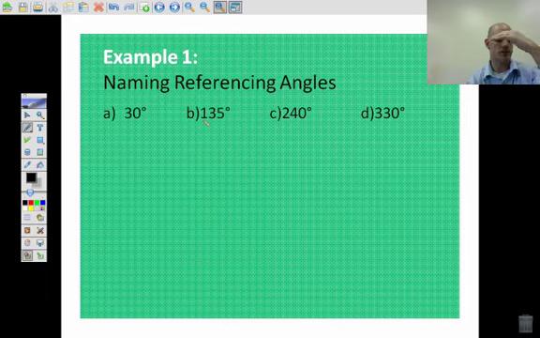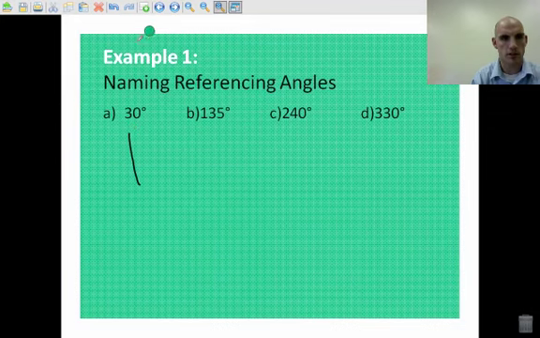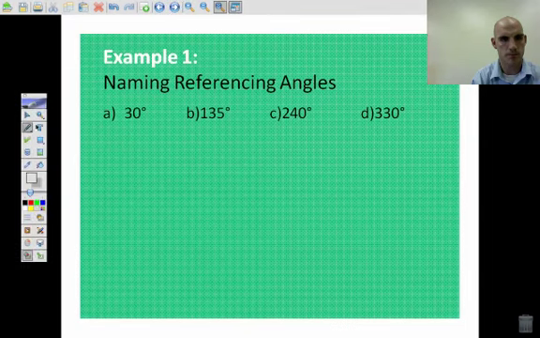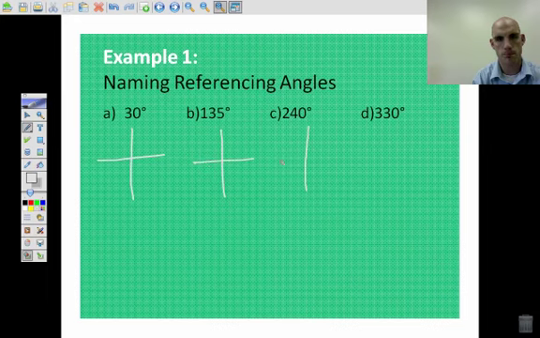Example 1, we're going to name the reference angle. So watch how this works. I'm going to use 30 first. So what I'm going to do here is I'm going to start with drawing just some little coordinate planes. Okay, so I'm going to have 4 of them here. And then I'm going to put in these theta hats by drawing theta. Okay, so let's look at how this goes. If I'm going to do 30 degrees, then that's going to look like this. Okay, and so the 30 is going to go right here.